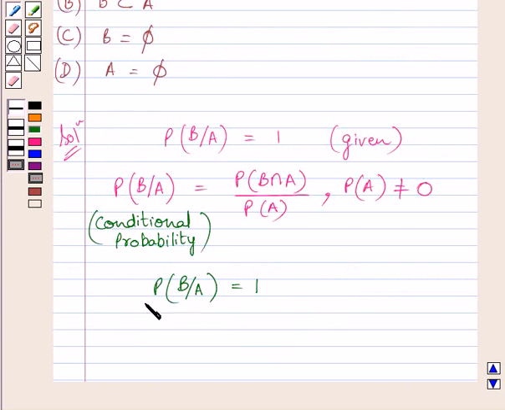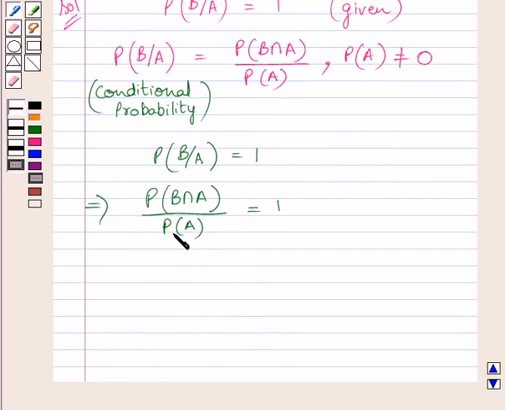Now we can write probability of B when A has occurred is equal to 1 implies that probability of B intersection A upon probability of A is equal to 1. Clearly we can see, we can substitute this value for this probability. So here we have written this value for this probability in this expression. Now multiplying both the sides of this expression by probability of A, we get probability of B intersection A is equal to probability of A.